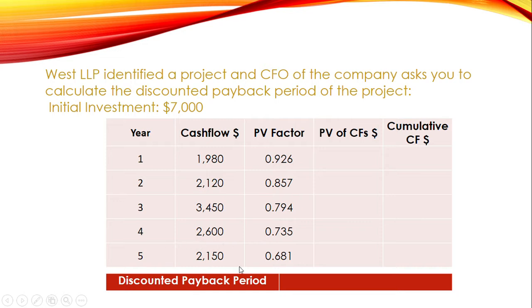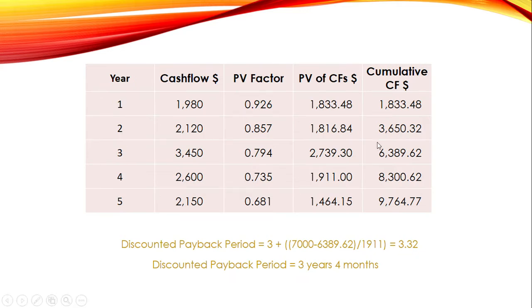In year 5, 2,150. And the examiner will give you the present value factor, based on the discount rate, which in this example is 8%. So the present value factors, which will definitely be provided by the examiner, are 0.926, 0.857, 0.794, 0.735, 0.681. We need to calculate the discounted payback period. For this, we need to calculate the present value of the cash flows.